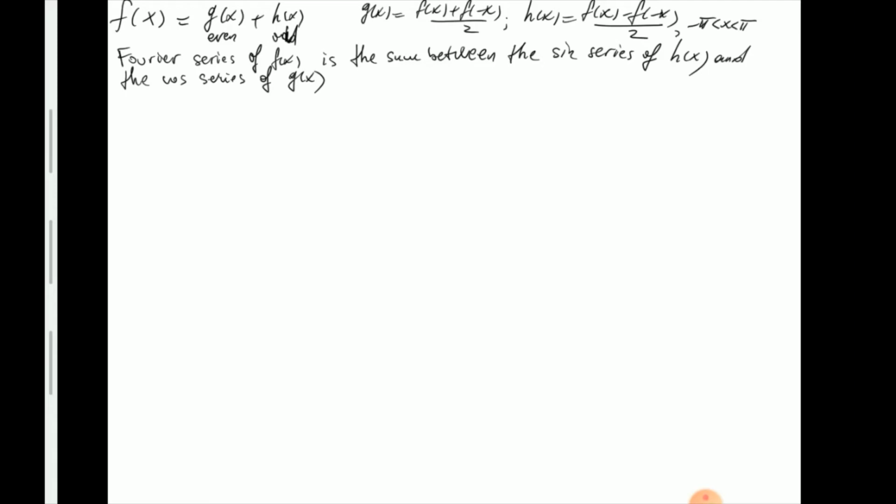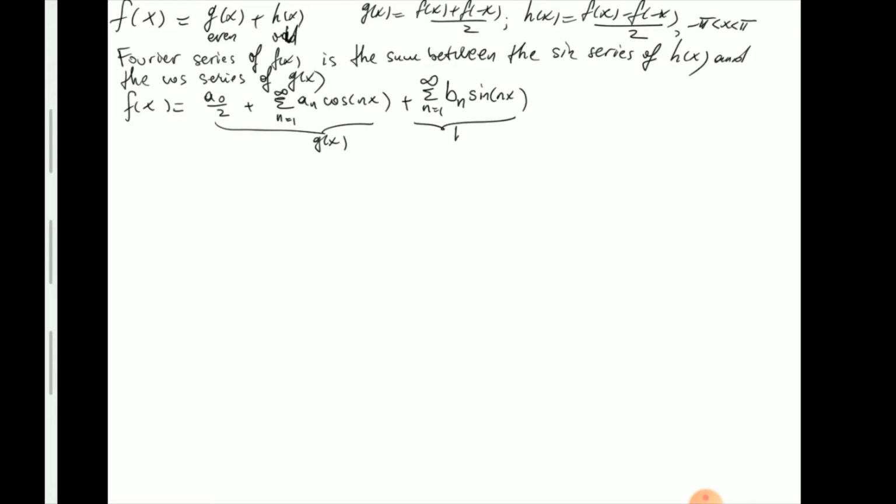So basically your f of x will be a naught over 2, so I'm going to write down the cosine series for g of x. A naught over 2 plus summation from 1 to infinity an cosine of nx. That will replace essentially g of x, plus the summation from 1 to infinity. We're going to have to name the coefficients differently. Bn sine of nx. And that'll replace, of course, h of x.